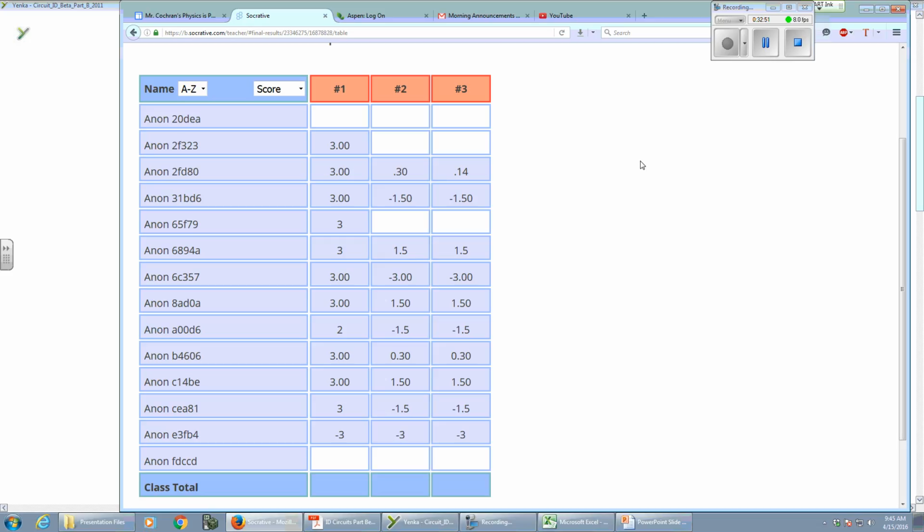We have answers from 3 to 0.3 to -3. Oh no, negative a lot, 0.3. Looks like some functionality of 1.5 seems to be the norm. 1.5 or -1.5. Anyone want to explain their thinking on who maybe picked 1.5? What was your thinking?